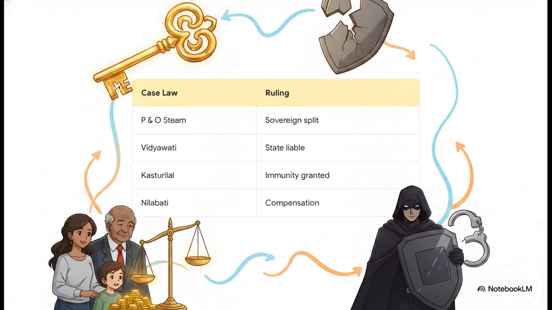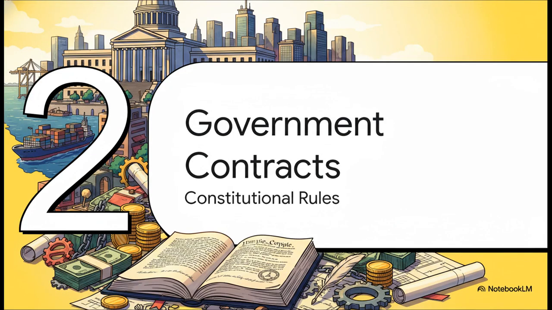Take Rudul Sah versus State of Bihar, or Bhim Singh. This case completely transformed the landscape. The court recognized constitutional compensation for violations of fundamental rights. They basically said, look, when the state abuses its power and violates your core rights, you cannot just hide behind sovereign immunity. No way. Moving on to Section 2, entering government contracts, playing by constitutional rules.